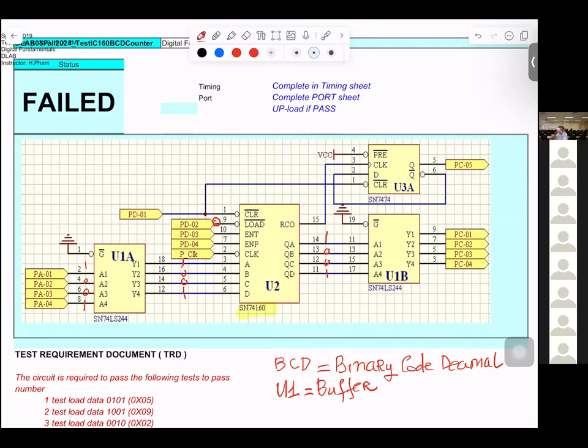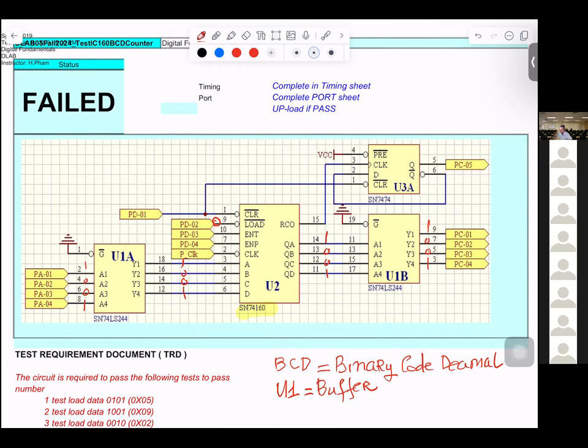Now U1B is the same as U1A, a buffer. Pin 19 enable 0, then automatically the outputs go to 1, 0, 0, 1. That means you apply port A 1, 2, 3, 4. Then you apply the load, it goes to the output of U2, then to port C, and you can verify that.